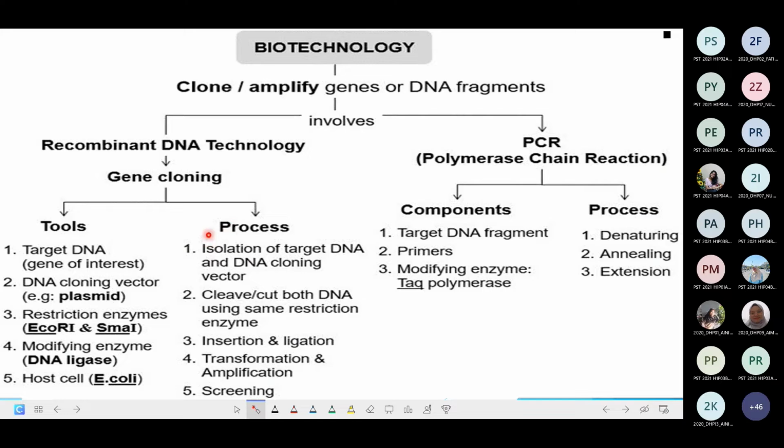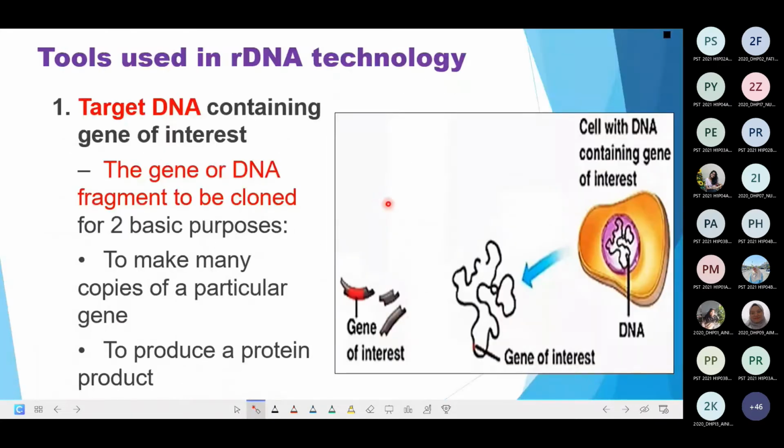And in order to do this gene cloning process, we need to have some tools. Tools here refer to the things that scientists use in order to do this gene cloning procedure. There are 5 important tools that you need to know, so we will focus on the tools now. The first one is the target DNA. The target DNA refers to the DNA molecule, which is actually the chromosome found within the nucleus of a particular cell.